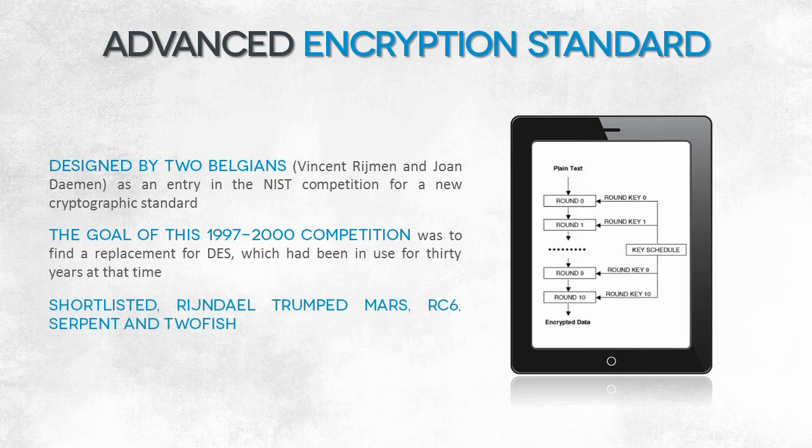RC6, which we know about already, was developed by Ron Rivest, while Twofish, like its predecessor Blowfish, was created by Bruce Schneier, another big name in cryptography.